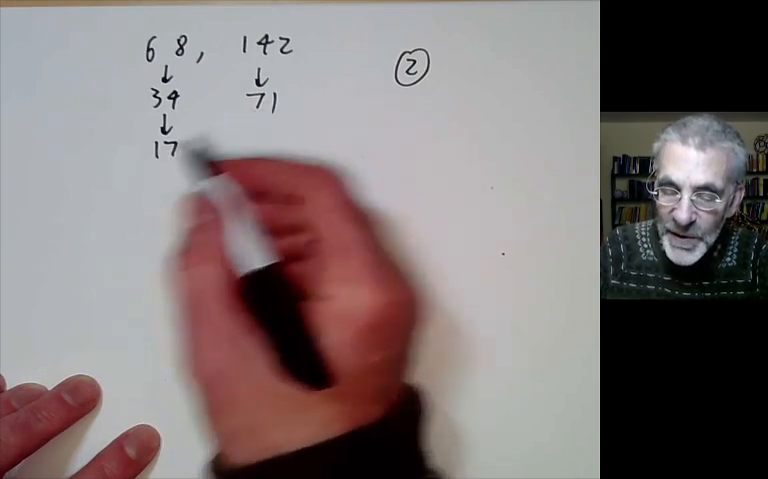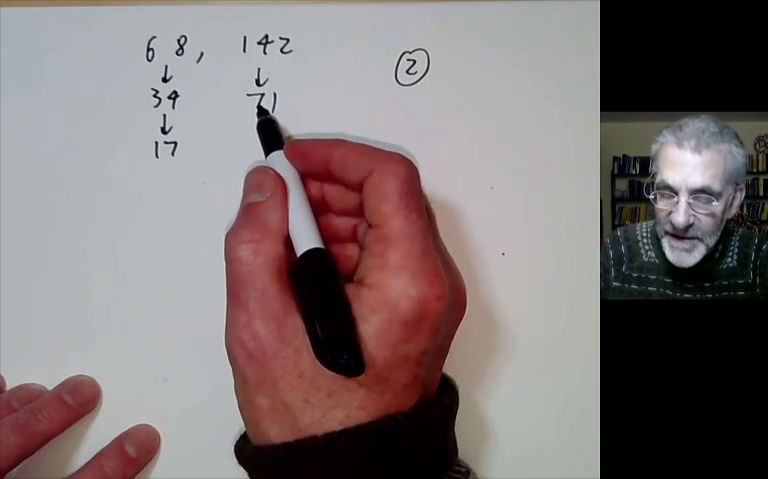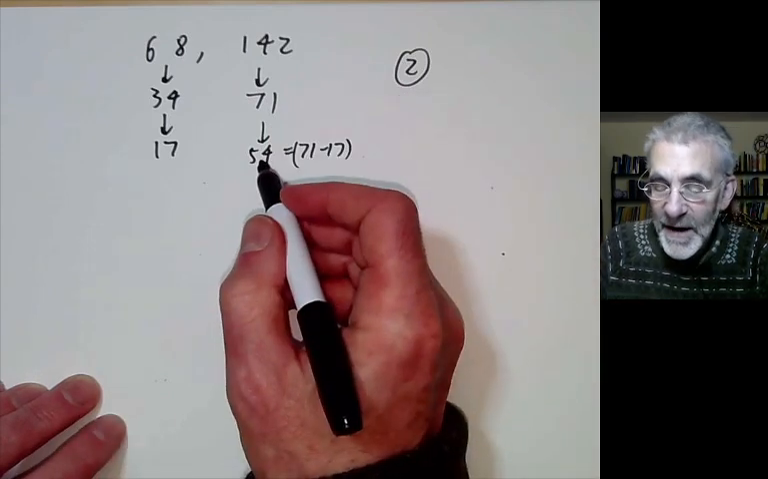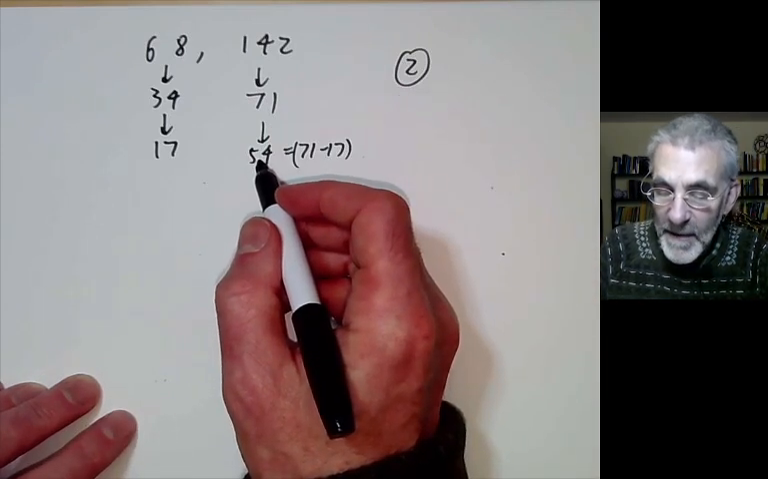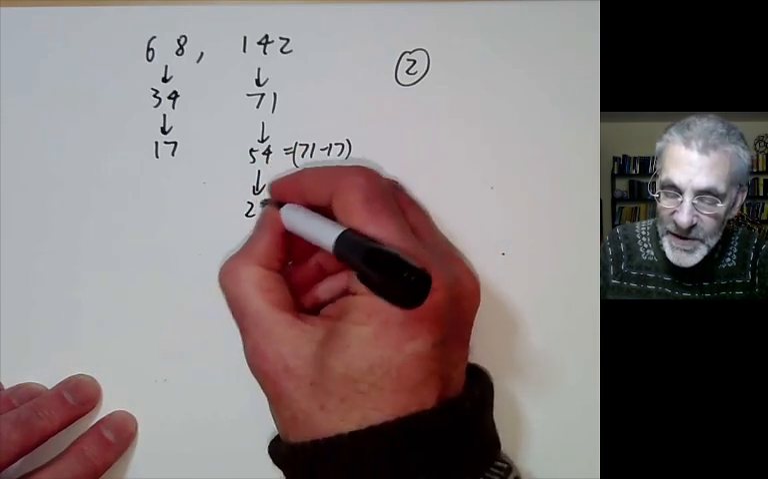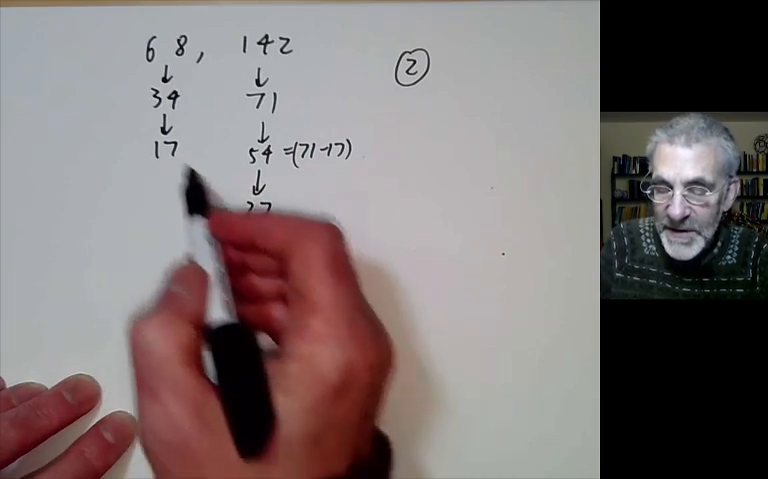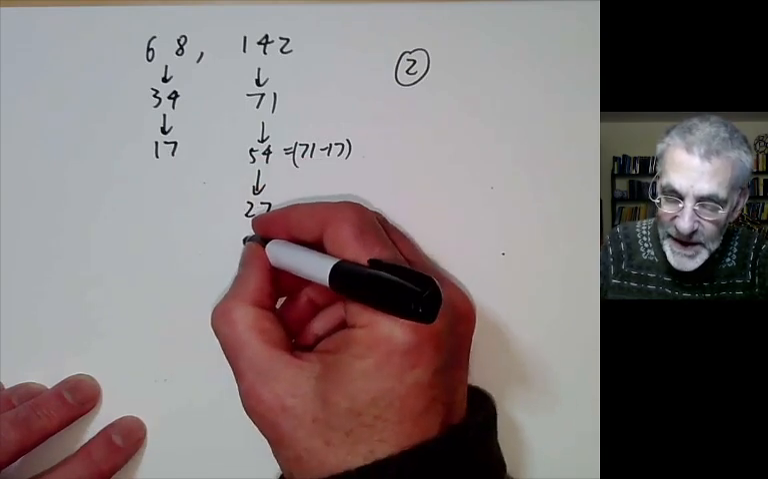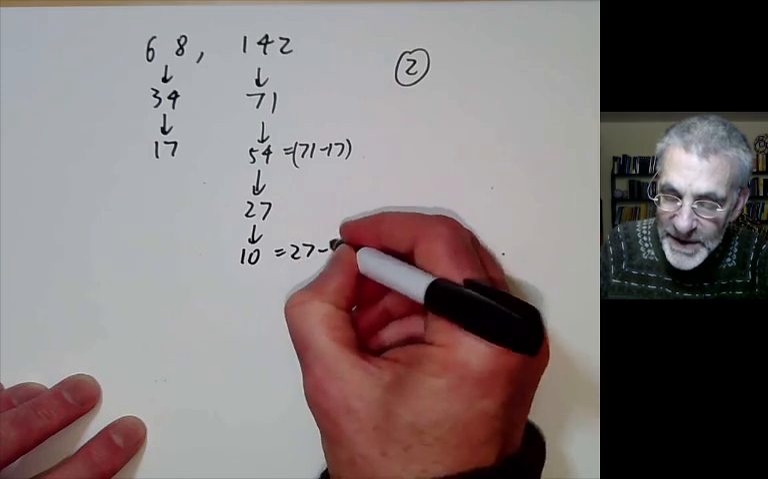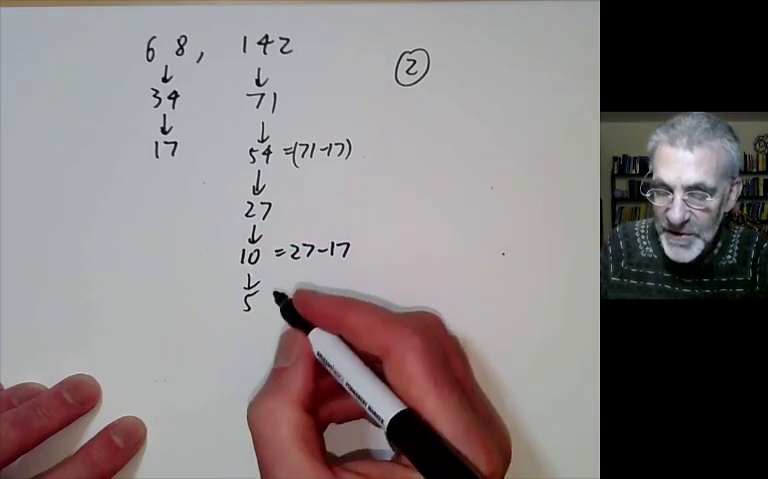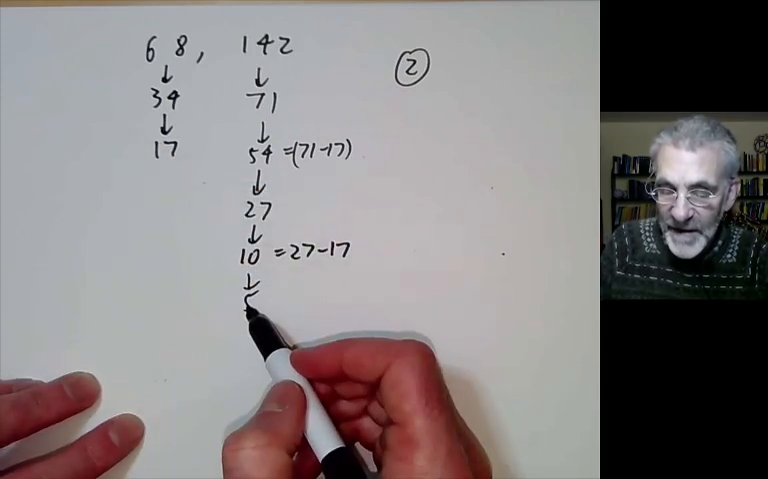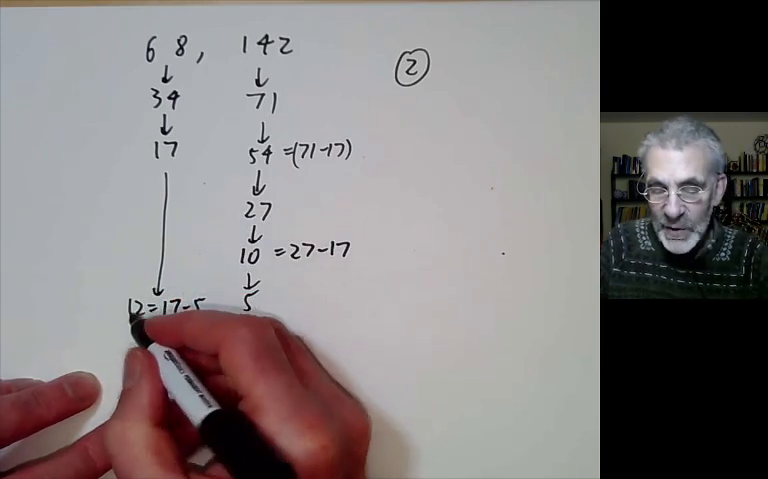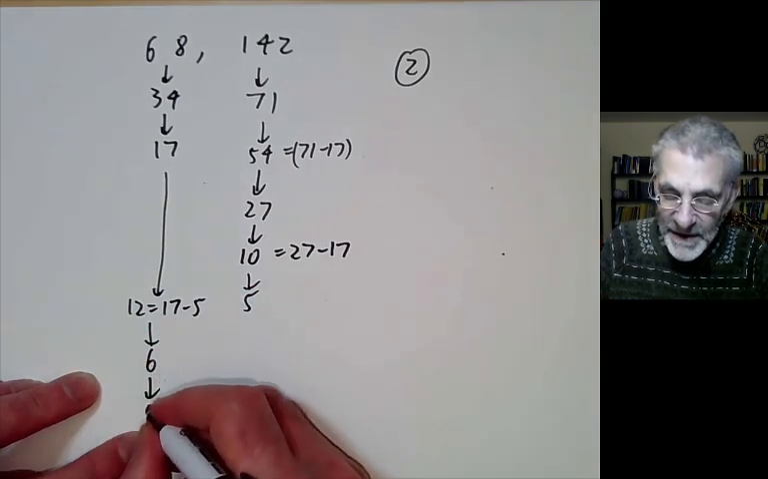And now we subtract one of these from the other. So I'm going to take 71 minus 17. So I get down to 54, which is 71 minus 17. And now this again has a factor of 2 in it. So I take out the factor of 2 and now get to 27. And now again, these are both odd, so I subtract one from the other. And since 17 is smaller, this now goes to 10, which is 27 minus 17. And again, I'm going to take out a factor of 2. And now I want to subtract these, and this time it's the 5 that's smaller. So here I go down to 12, which is 17 minus 5. And now 12 is even, so I take out the factor of 2, and I take out the factor of 2 again.